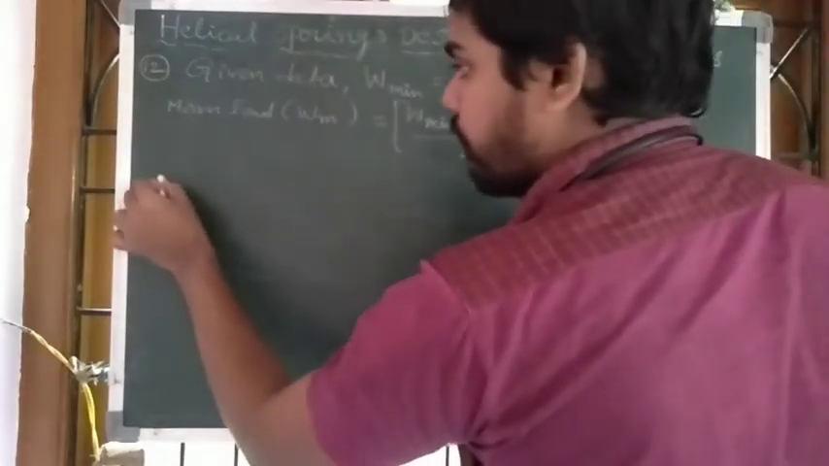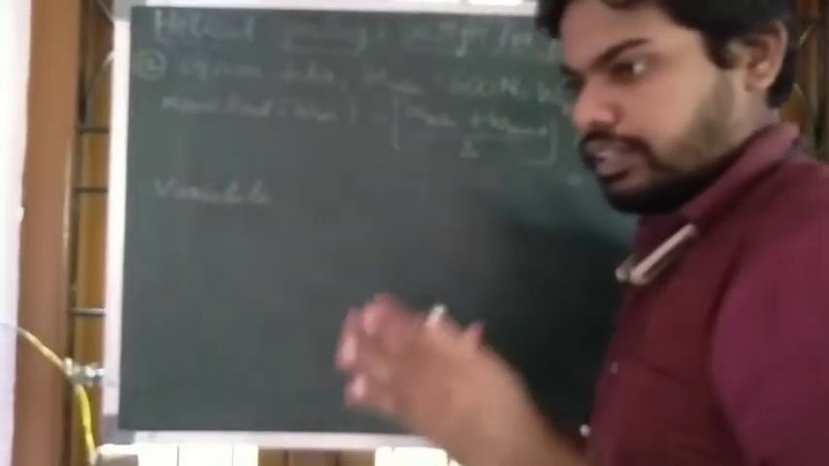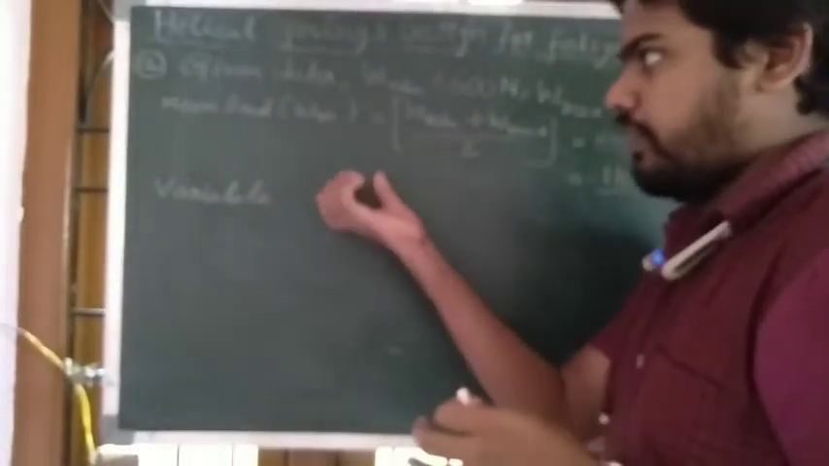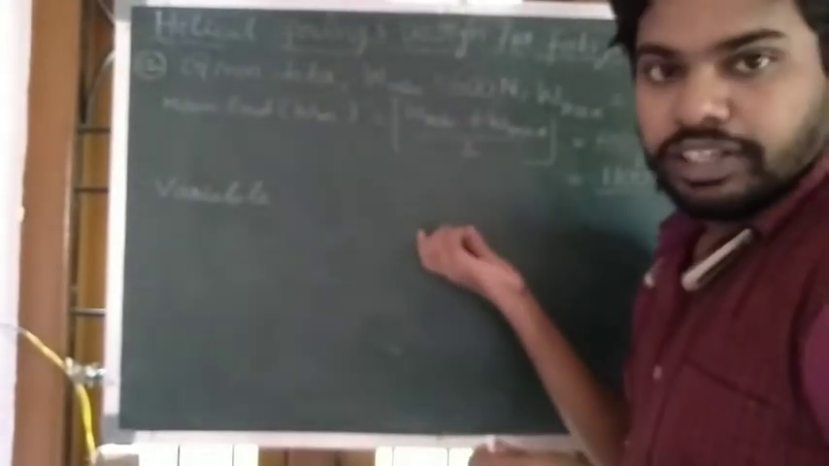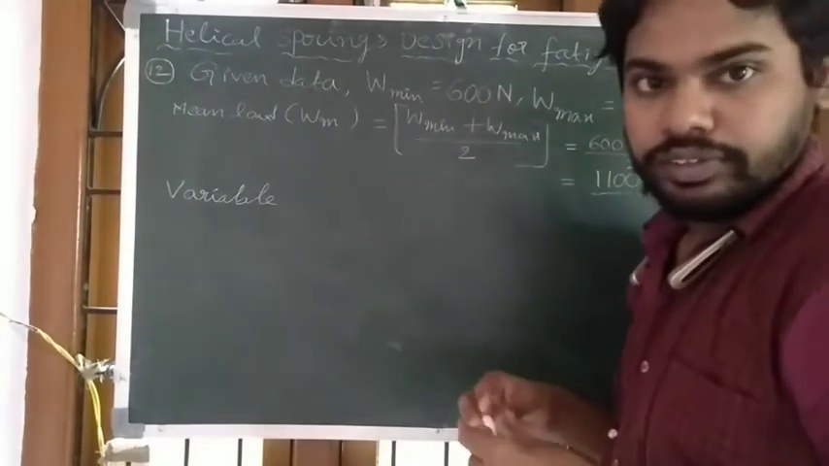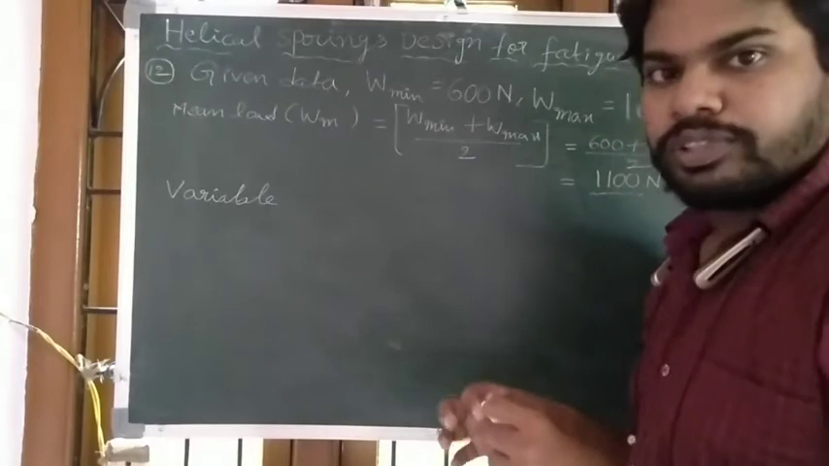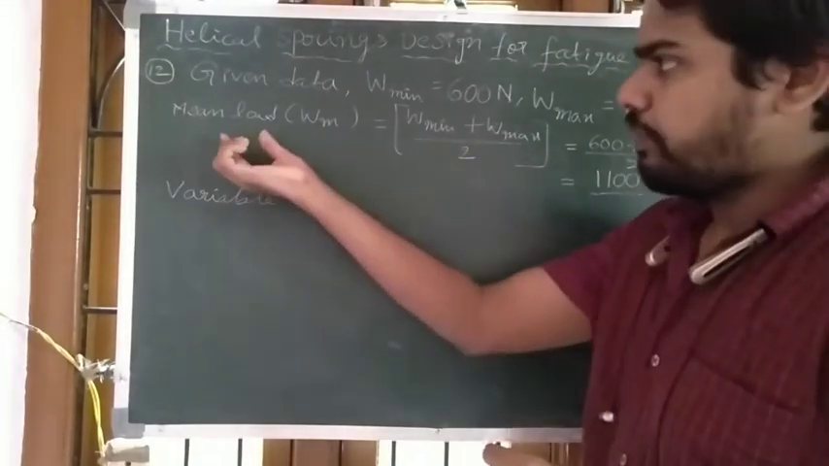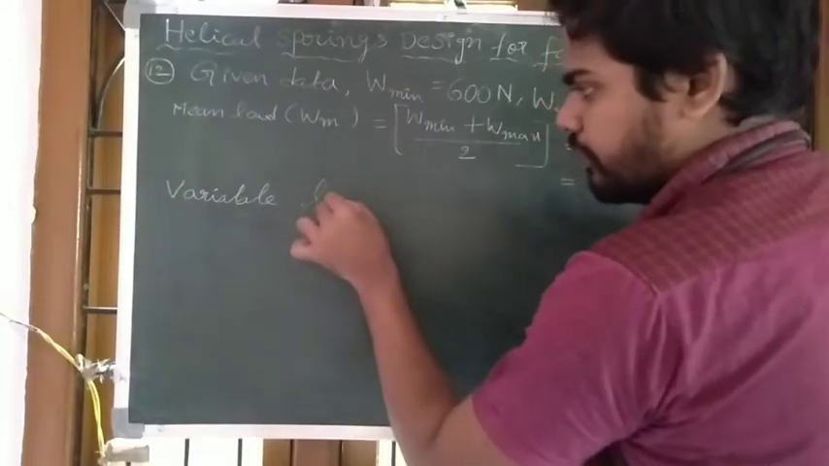Now calculate the variable load. This is the first step, the general procedure to follow whenever we are solving problems related to helical springs subjected to fatigue loads or fluctuating loads. This procedure must be followed. First find the mean load, then find the variable load.